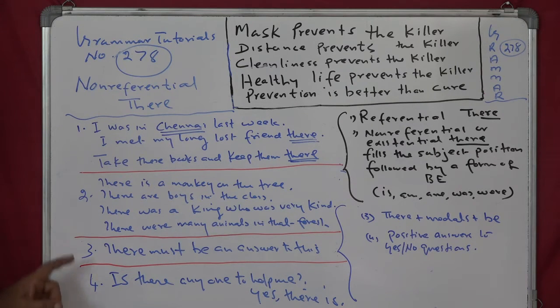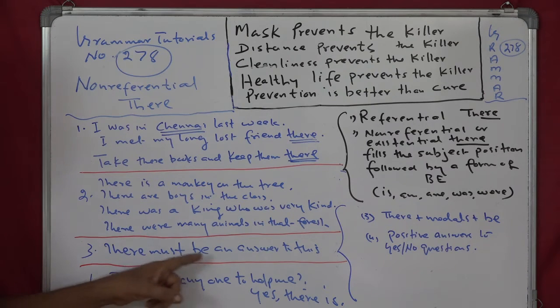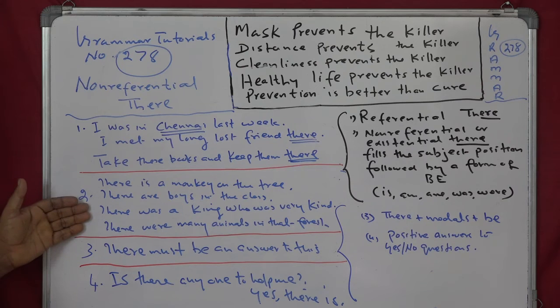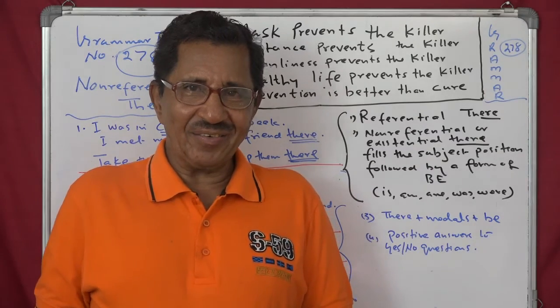Now the non-referential use again: there plus modal plus be. There must be an answer to this question. There will be, we have already done that. Next one, must; you can use all the other modals also. And the next one: Is there anyone to help me? Yes, there is. So there is repeated along with the full form of the verb to be, not the contracted form. Full form, there is. So first, referential use, then non-referential one, two and three. I think now it is very clear.